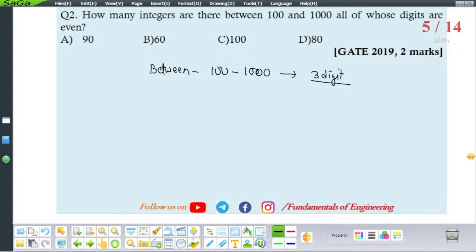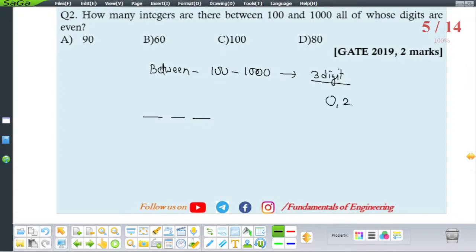So 100 we can't take because all its digits are not even, and 1000 we can't take because we have to get in between 100 and 1000. This is the question from GATE 2019 for 2 marks. This is very easy. You will understand that a 3-digit number has to be formed, and the digits should be even.